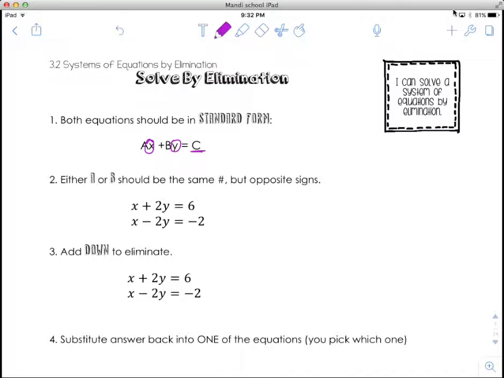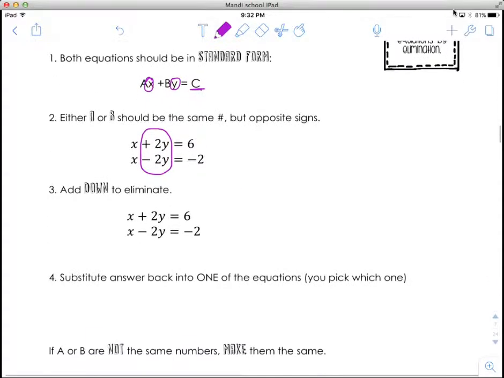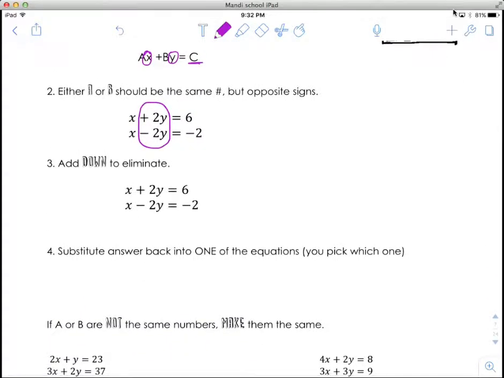Okay, so then the next thing you want to look at is to see, do you have anything that's exactly the same but opposite signs? So if you look at this, these are both x's, but they're also both positive. So they're the same, but they're not opposite signs. So if we look at this, they are the same. They're both 2y's, and one is positive and one is negative. That's what we want, because you are going to add down.